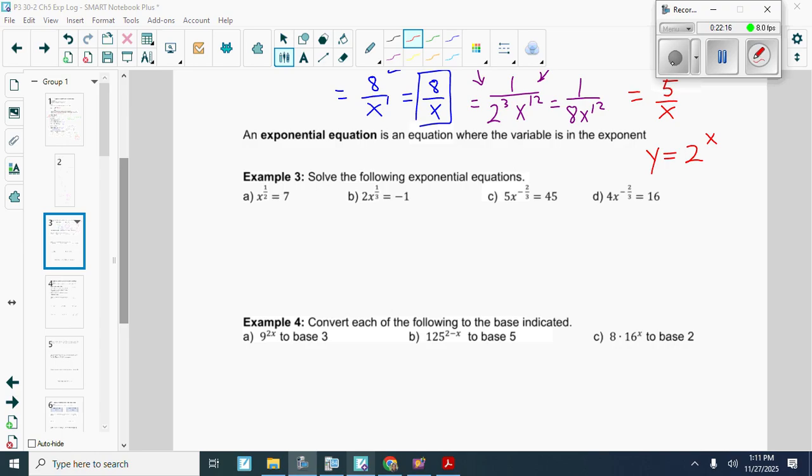So here's how we solve these. We want to solve for x. So when you see an equation, one thing is there's an equal sign.